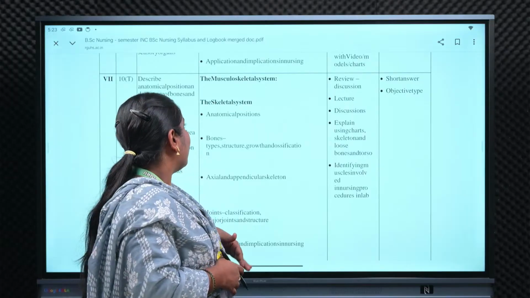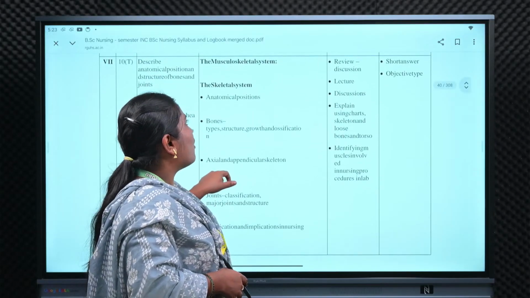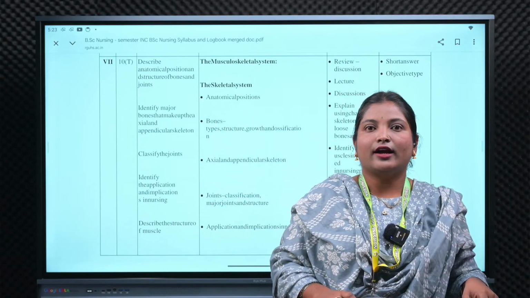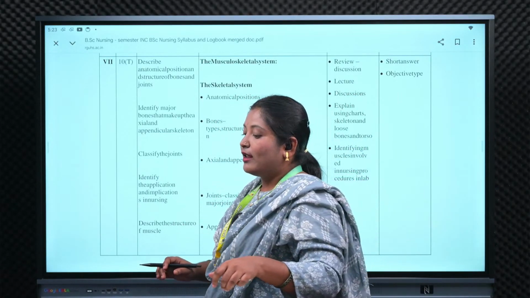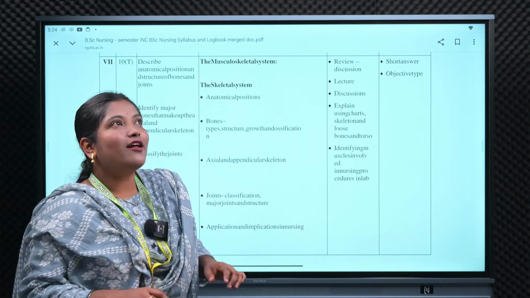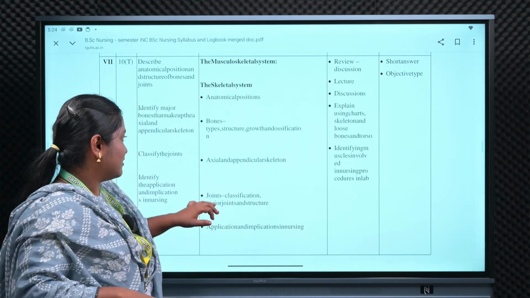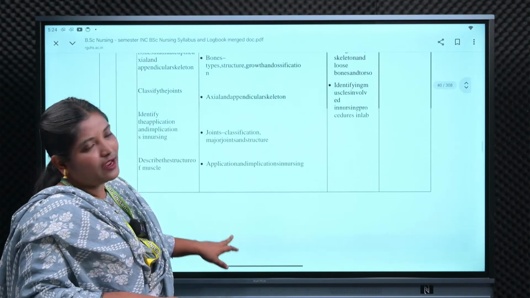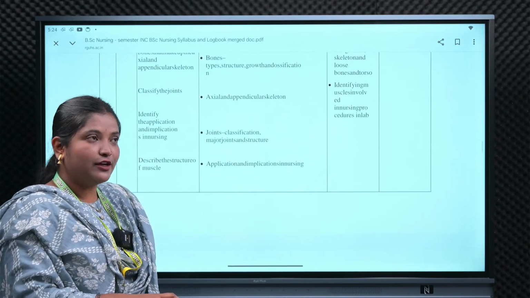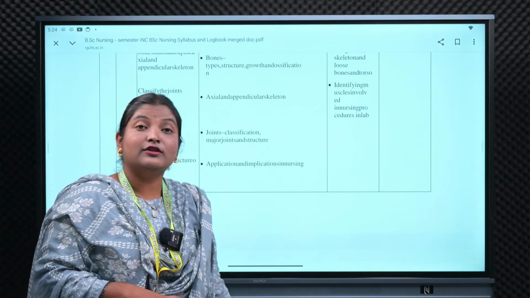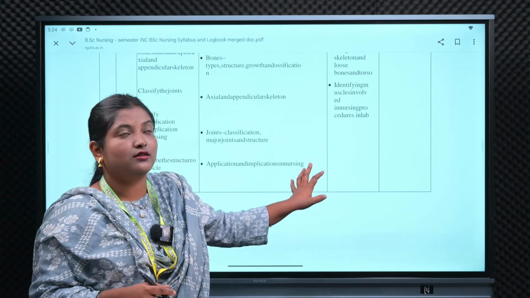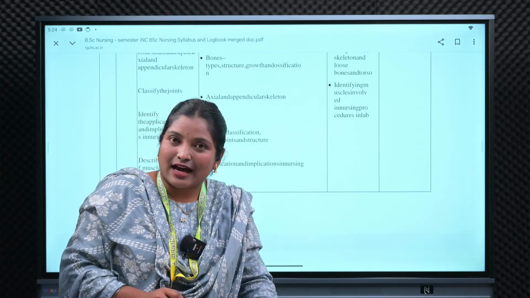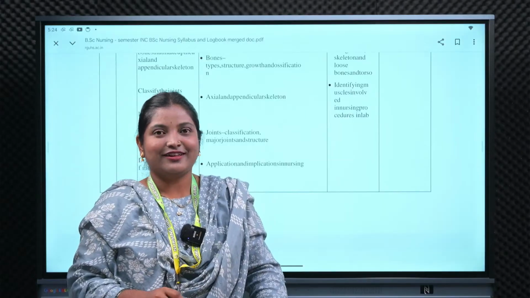There we are going to study about all the positions of the bones, types of bones and the structure of bone: long bone, short bone, sesamoid bone, flat bone. All these bones we are going to study under this one, and we are going to study about the muscles and joints also. Synovial joint and all will be some of the important topics which come under this particular unit. Later on, when it comes to examination sessions, by that time we will be telling the important questions also.